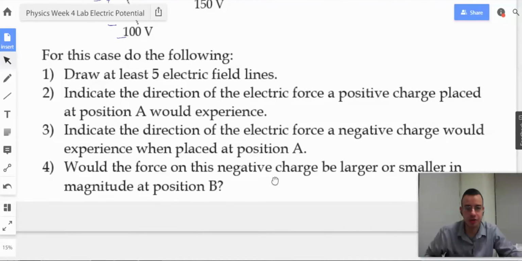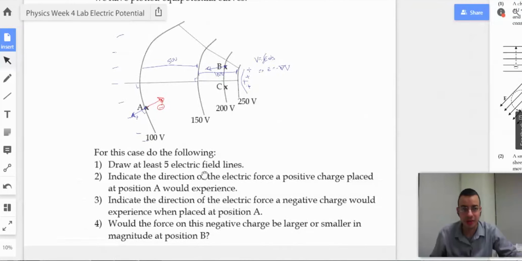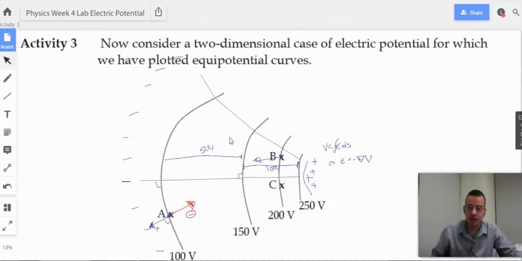So would the force on the negative charge be larger or smaller in magnitude at position B? The magnitude would be greater at B. And it doesn't matter if it's a negative or positive charge, the magnitude will still be the same. The negative or positive just gives you direction, left or right. That's all we have for part 3, and I will see you on the next part. Thanks.